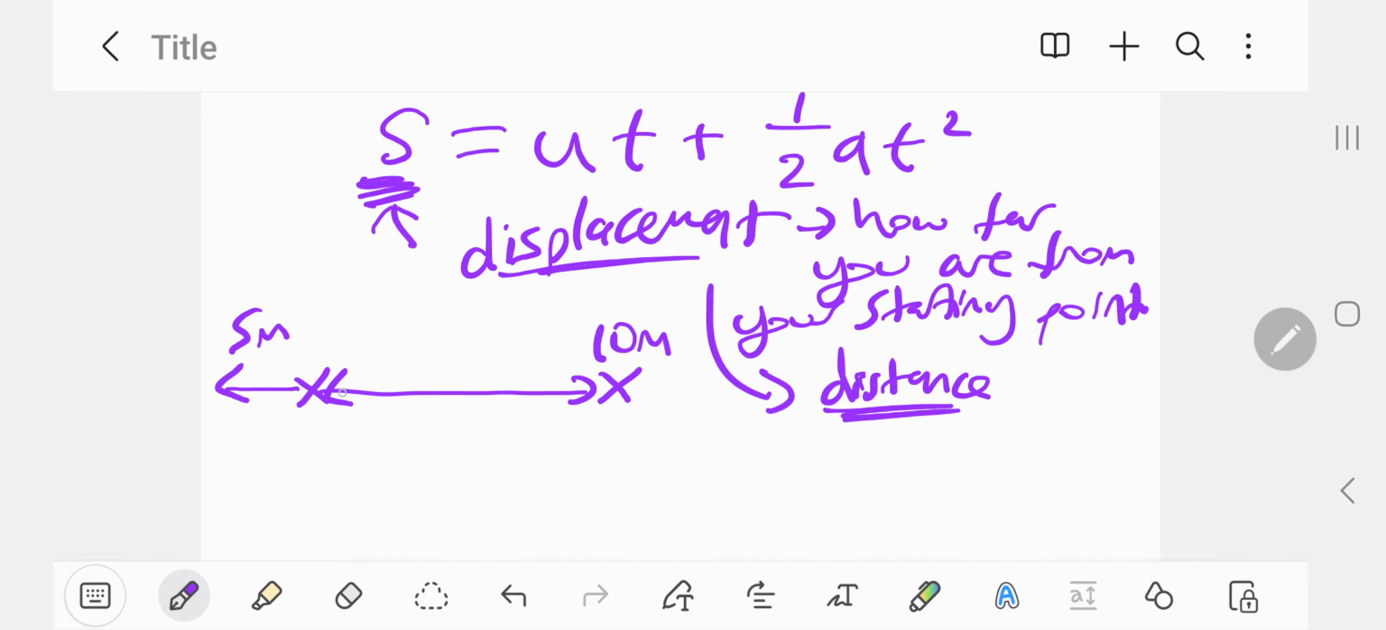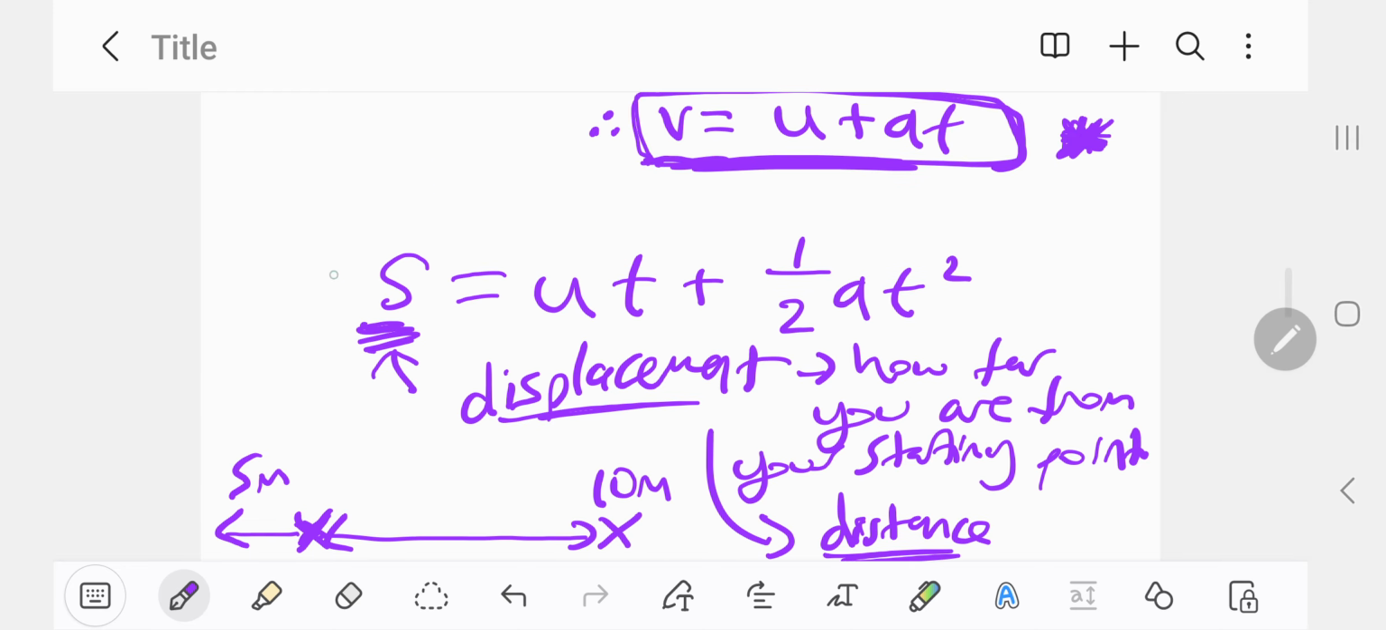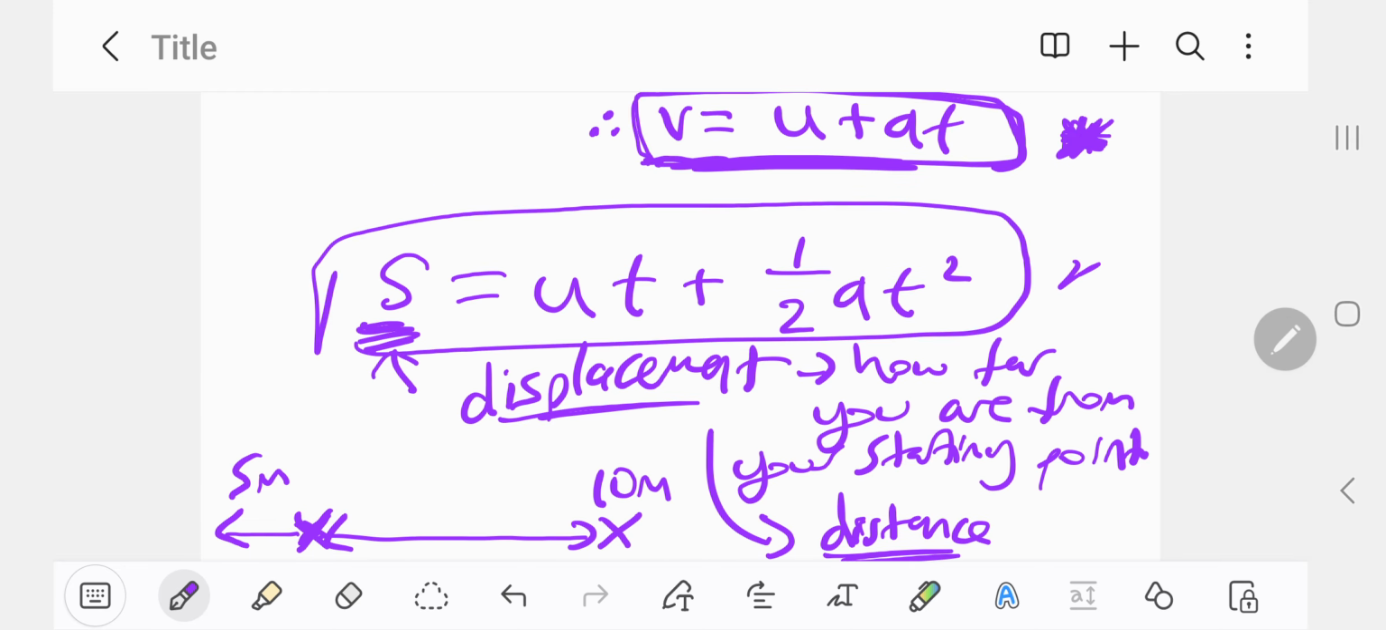Here's a trick one for you. If I start at X and I go 10 meters to the right and come back to X, what is my displacement? If you think about it, you go 10 meters to the right and you come back, displacement is 0 because you're back at your starting point. So if you think about everyday life, if you start at home, you go to school, go back home, your displacement is 0. So this here's the second important equation of motion.